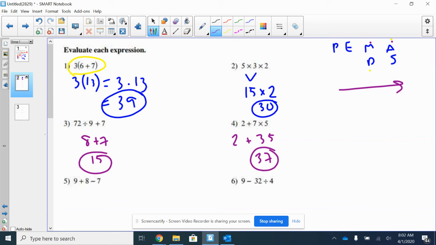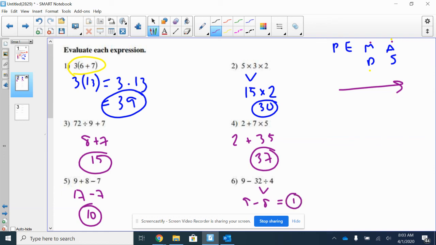Next, we have addition and subtraction. So remember, with addition and subtraction, it's just left to right. So 9 plus 8 is 17. Minus 7 gives us 10. Number 6, we have 9 minus 32 divided by 4. So 32 divided by 4 gives us 8. And then 9 minus 8 gives us 1.